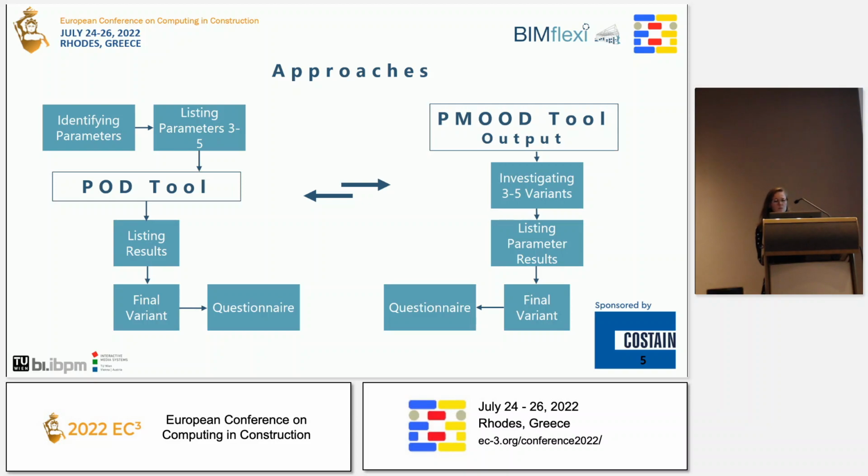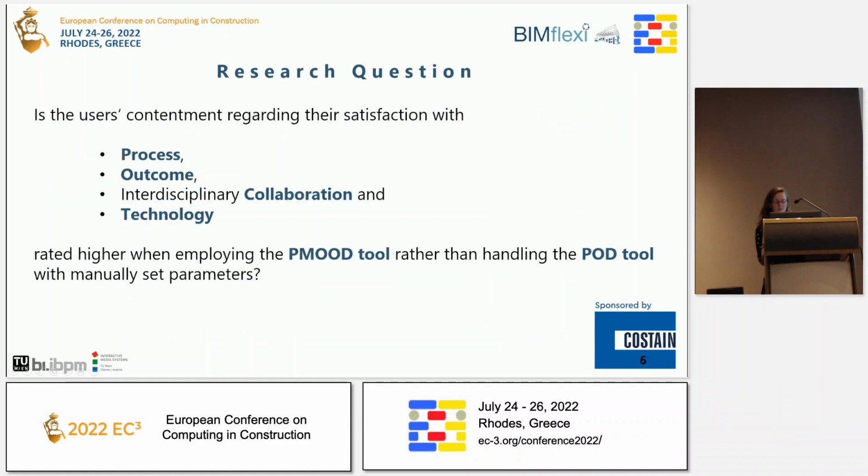The other approach, testing the PMOOD tool, the participants investigated the automatically generated building variants generated by the algorithm and also chose 3 to 5 variants to further discuss and evaluate within their design team. We also asked within this approach to list the parameters of the chosen building variants and to decide on a final variant. Also, after applying this method, the attendees filled in the questionnaire. So this user study was conducted to answer the research question if the satisfaction with process, outcome, collaboration, and with technology is rated higher when employing the PMOOD tool rather than handling the POD tool with manually set parameters.